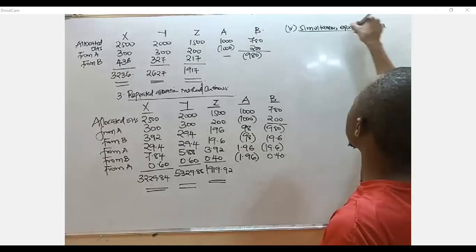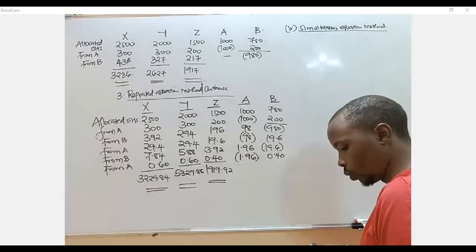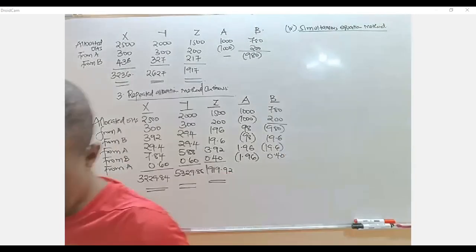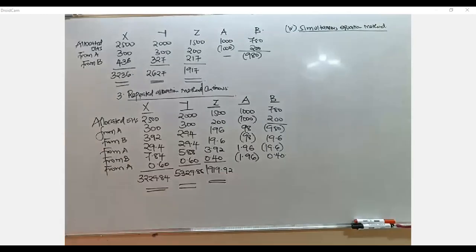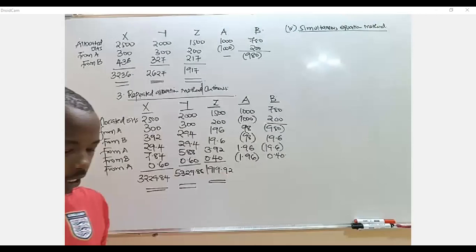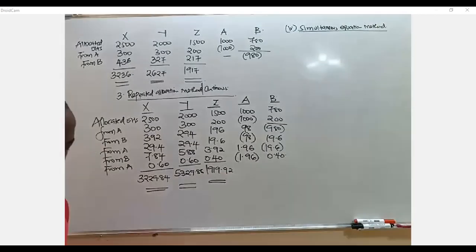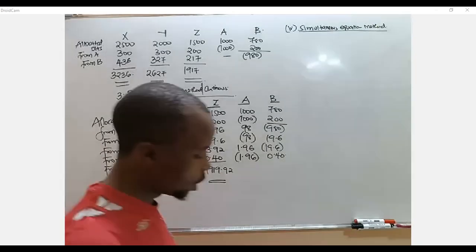Simultaneous equation method. So what do we want for this simultaneous method? I'll tell you, simultaneous is very simple. The reason being, we normally form an equation, because already when you look there they are talking about simultaneous. We say an equation is formed.